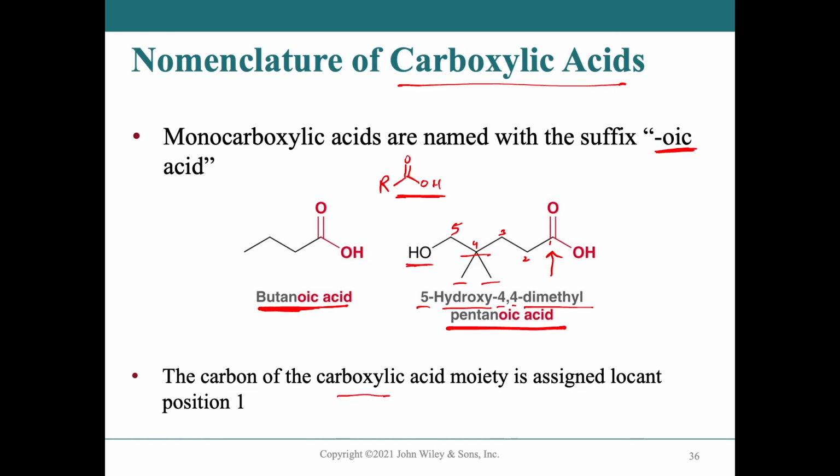So again, the carboxylic acid moiety is always assigned the locant position of 1, right? And that actually ends my crash course in organic naming.